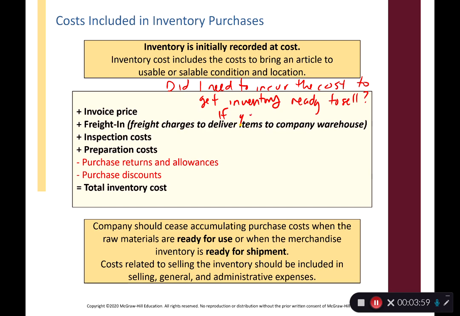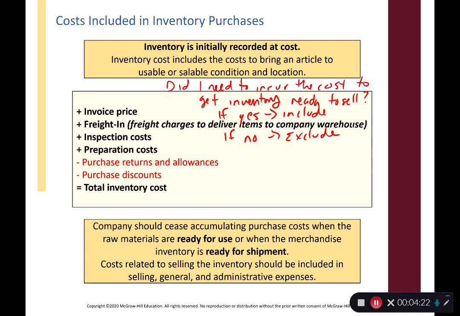If yes, we include the cost. If no, we exclude the cost from inventory. So as an example, if I'm buying inventory, obviously the purchase price or invoice price is going to be included. In order to sell the inventory, I need it, which means I need to pay for freight in, which is shipping costs. So that would be included in the cost of inventory.